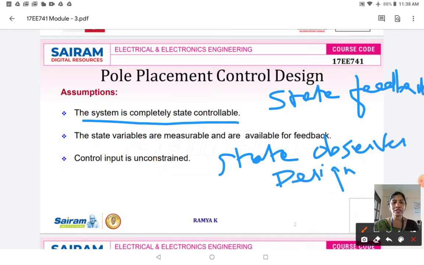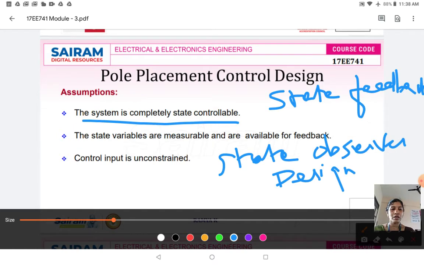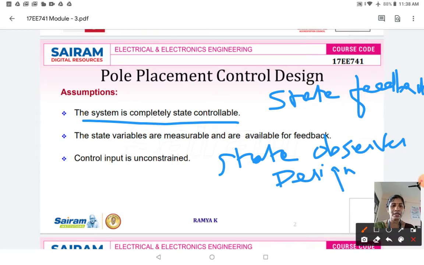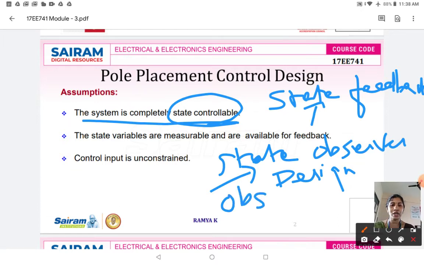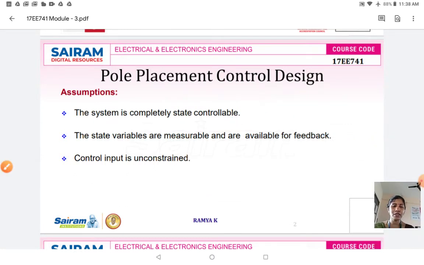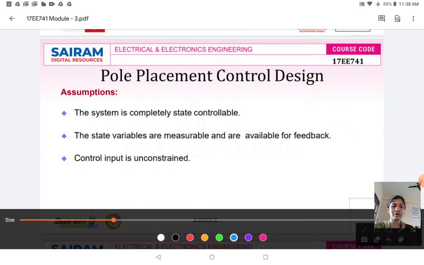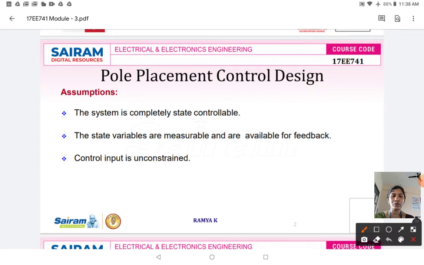So in case of your state feedback, we will be checking for the controllability, whereas in case of state observer design, we will be first checking for the observability. In state feedback, we will be checking for the state controllability. In state observer design, we will be checking for your observability. So there are two tests for checking your controllability and observability. The first one is your Kalman's test and the second one is your Gilbert's test. So in both the tests, it is possible for us to identify your state controllability and state observability.